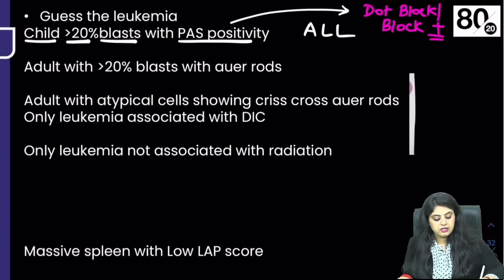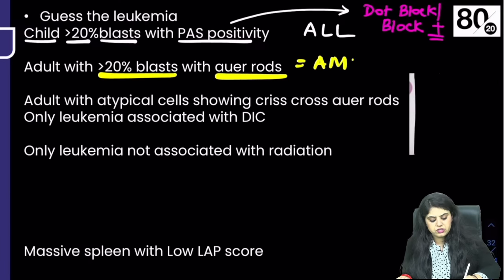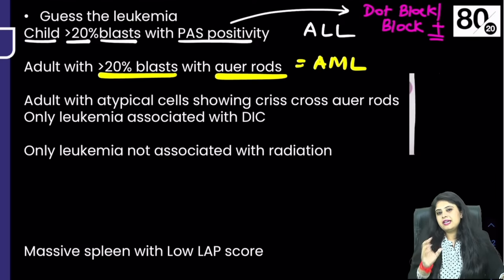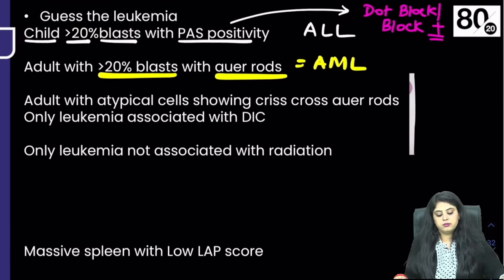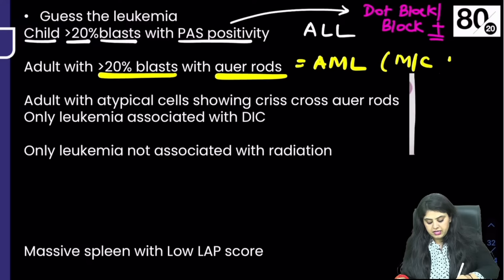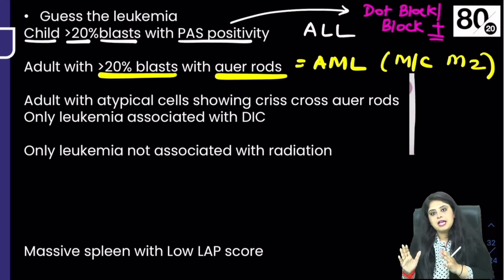Next, there's an adult with more than 20% blasts with Auer rods. Ma'am, this is a kindergarten question. It has to be AML, but on only this much information, can you guess which AML it should have been? Use common sense: AML M0, M1, M2, M3. What do you think it's going to be? Adult with more than 20% blasts with Auer rods. Everyone is saying AML. Okay, AML M3 is the next one's answer. For this one, it is most commonly going to be AML M2, because my common sense tells me that the most common AML that we have in literature is AML M2, right?